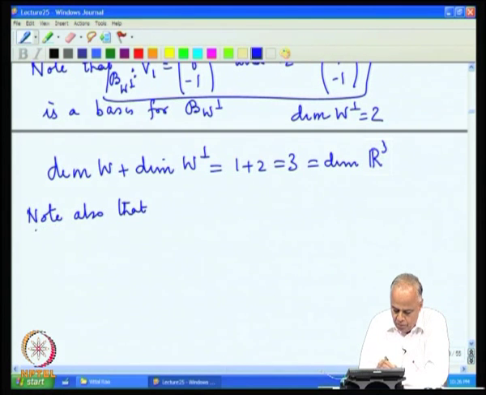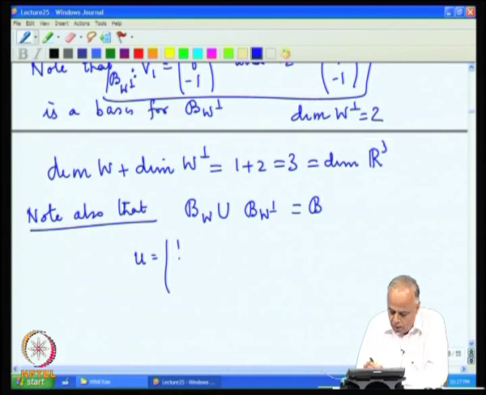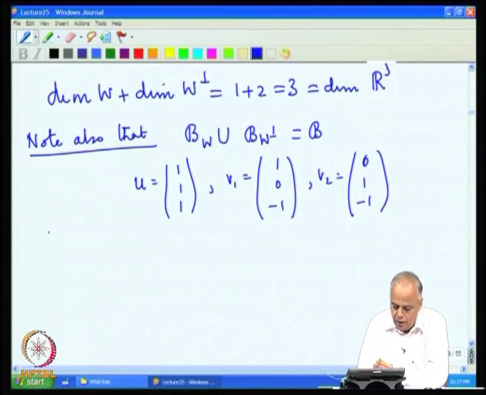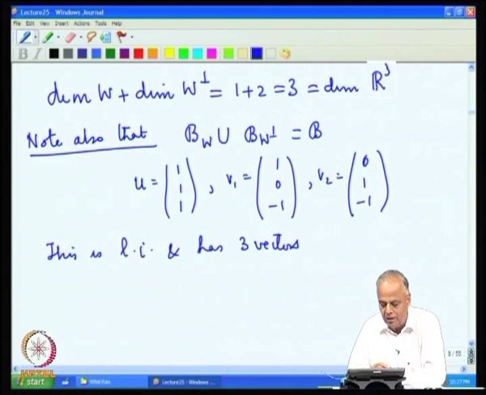Note also that we have this basis for W and we had the basis for W perp, and if you put them together we get a set B which consists of these vectors U, which was (1, 1, 1), and V1 which was (1, 0, -1), and V2 which was (0, 1, -1). And this B is linearly independent and has 3 vectors, and we know that in R^3 any linearly independent set having 3 vectors is a basis, and therefore a basis for R^3.